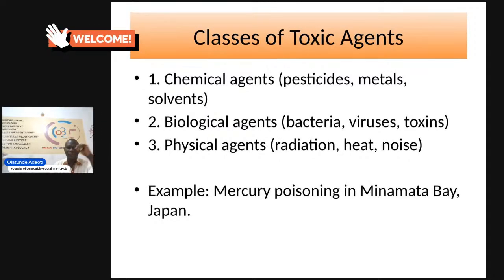Okay, so what are the classes of toxic agents? All these toxic agents or toxins can be divided into three: chemical agents like pesticides, metals like mercury, and solvents like benzene and so on. Then biological agents, which are biological in source: bacteria, viruses, and toxins, not only limited to this. Don't forget that I said toxins can be from plants and animals. Then the physical agents like radiation, heat, noise. An example of classes of toxic agents is mercury poisoning in Minamata Bay in Japan.